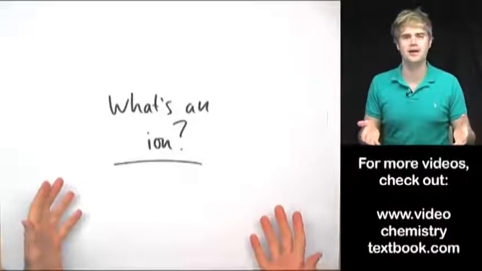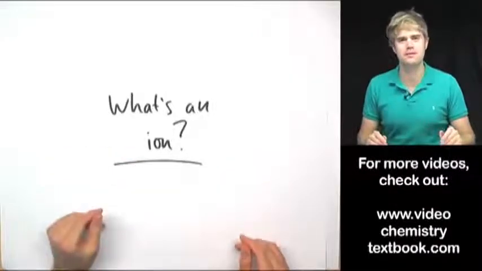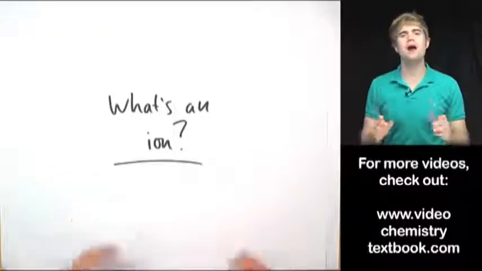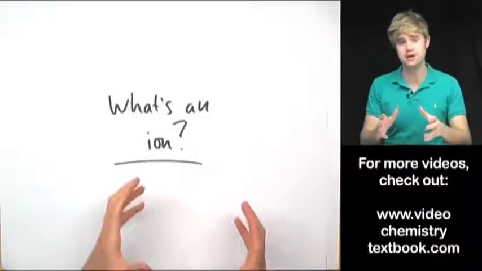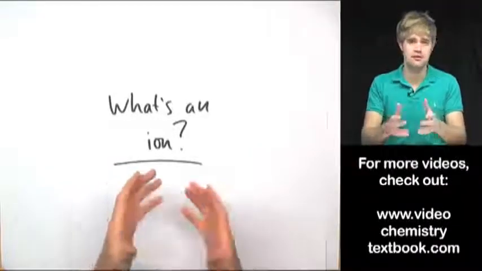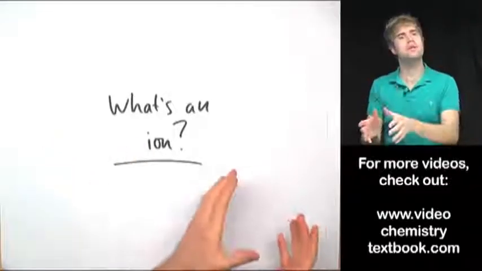Okay, what's an ion? People talk about ions all the time in chemistry, so what are they? Well, an ion is an atom or a group of atoms that have an electrical charge. Okay, that's all it is. Now, how does this happen, though?